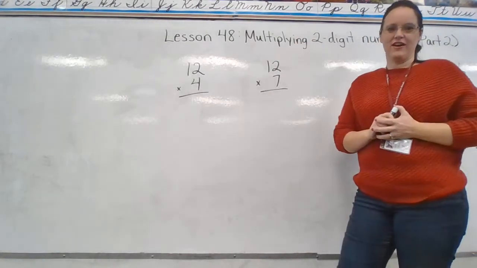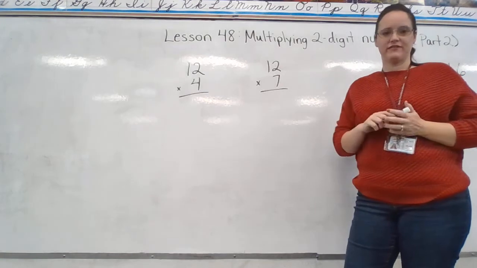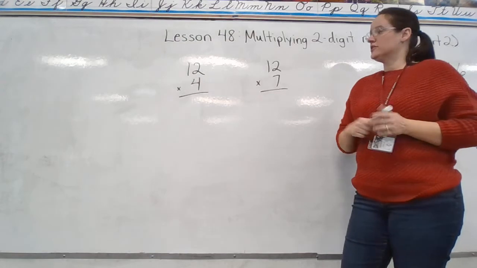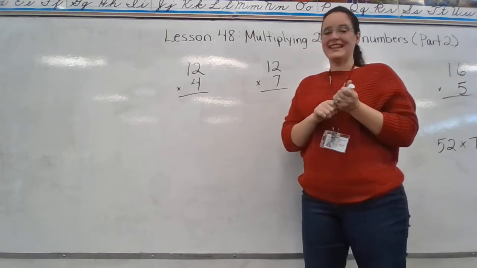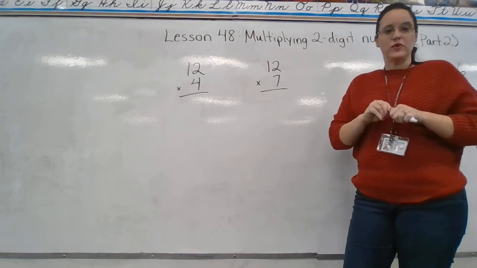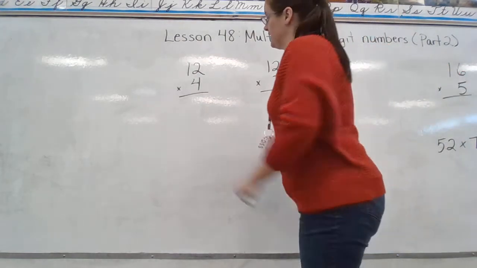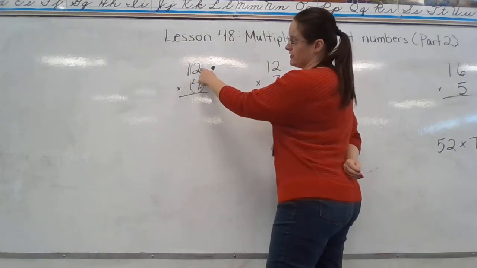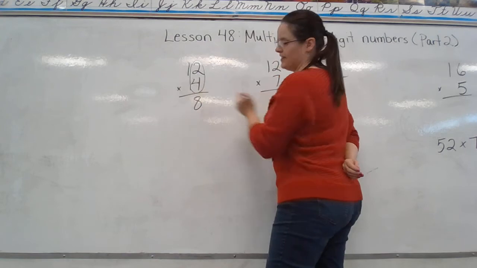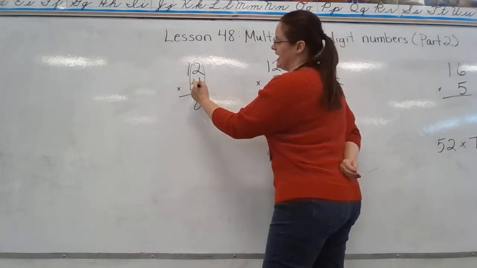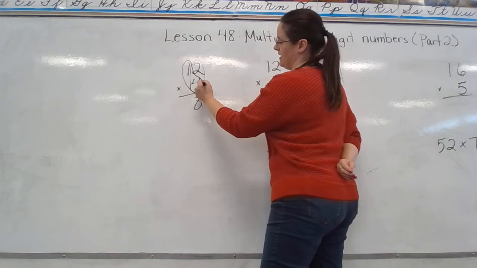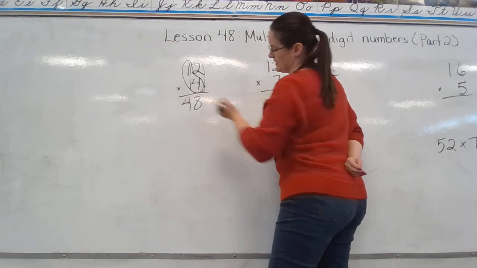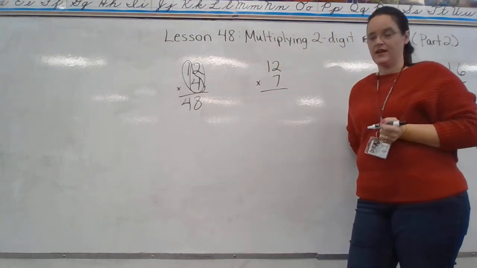Good morning, class. Today we are on Saxon Math Book 4, Lesson 48, which is the second part of multiplying two-digit numbers. First I want to review what we did the last time we looked at this skill with 12 times 4. We know that we're going to multiply the ones place first. So 4 times 2 gives us 8. We put that down there in the ones place. And then we're going to multiply this times the tens, so 4 times 1 gives us 4, and we have 48.